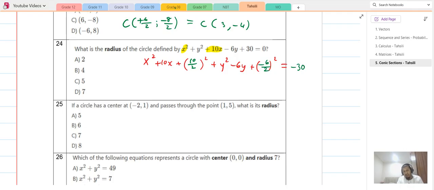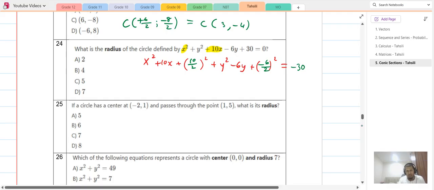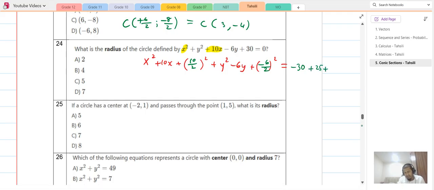So 10 divided by 2 is what? 10 divided by 2 is 5. 5 squared is 25. So I'm adding 25 here. Plus minus 6 divided by 2 is minus 3. Minus 3 squared is 9. So I'm also adding 9 there.